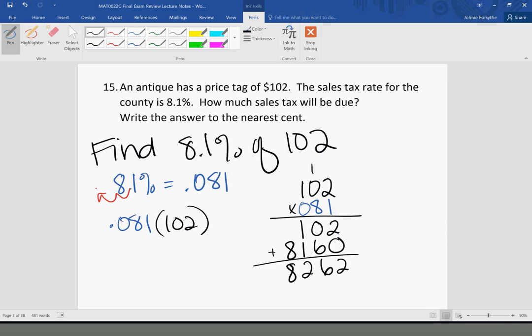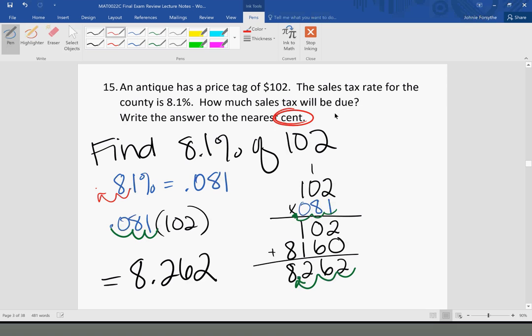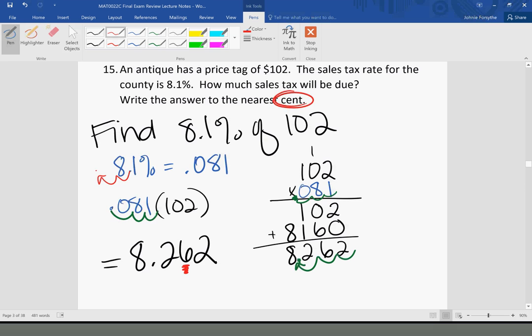Now, how many decimal places do we have? We have 3. 1, 2, 3. So we move it 1, 2, 3 places, and that's where the decimal goes in your answer. So the answer is 8.262, but it says round to the nearest cent. So that is the second decimal place here, the nearest hundredth. So that's going to be $8.26.